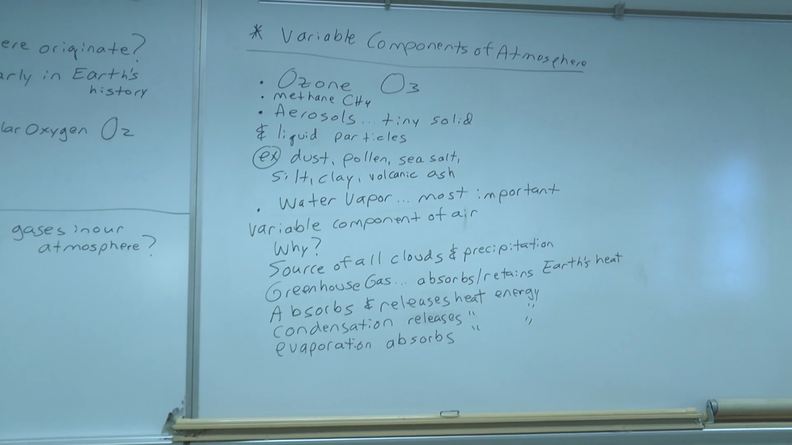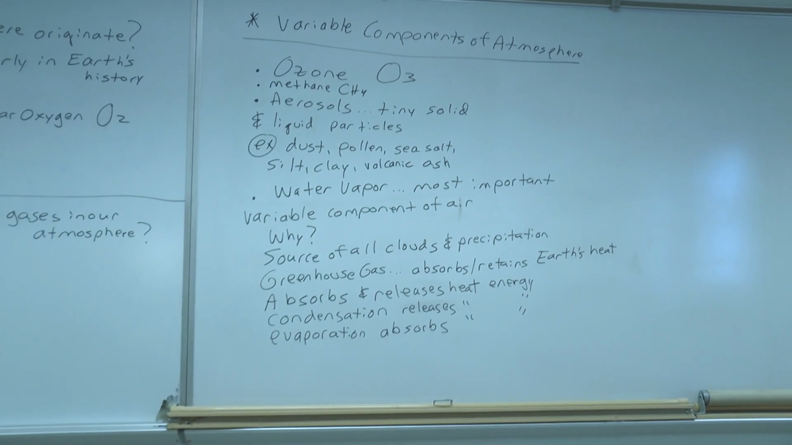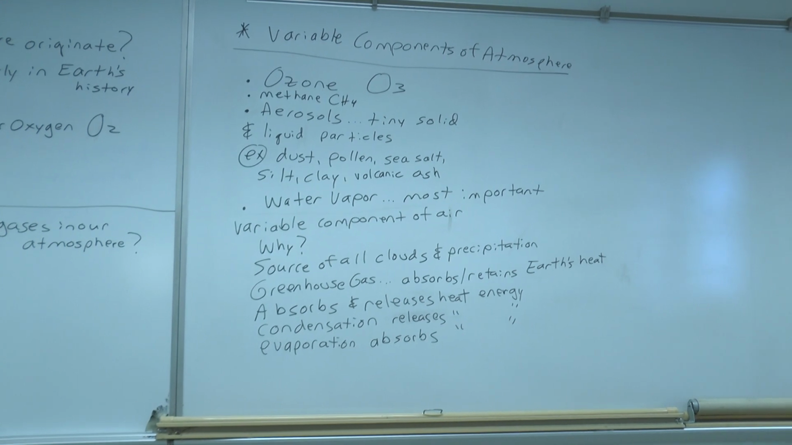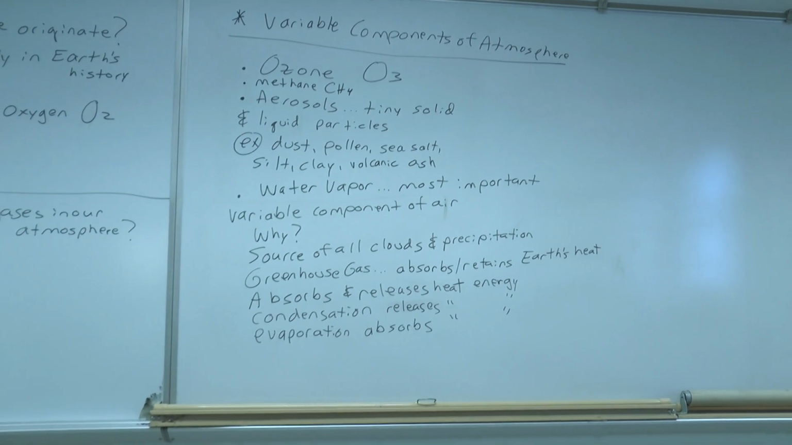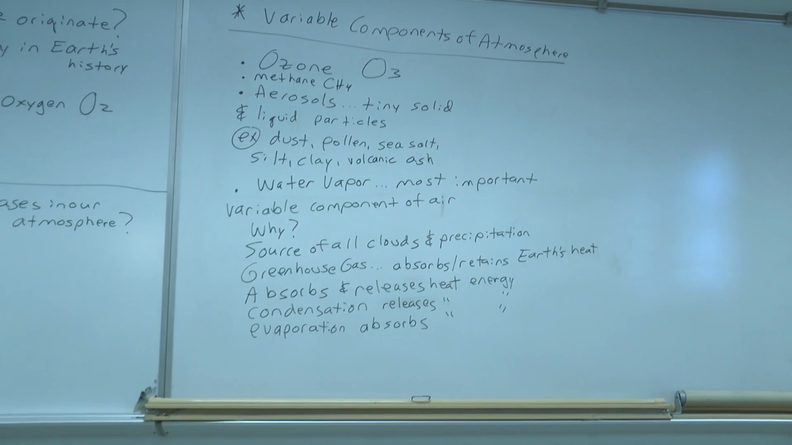What is another variable component of the atmosphere? Water vapor, which is the most important variable component of air. Why is that? Several things. It is the source of all clouds and precipitation. Water vapor, we need it. We do. We don't need too much of it.